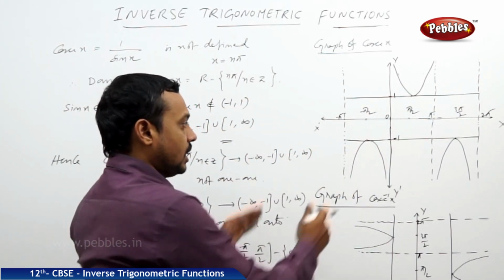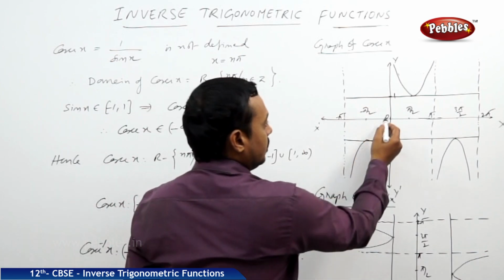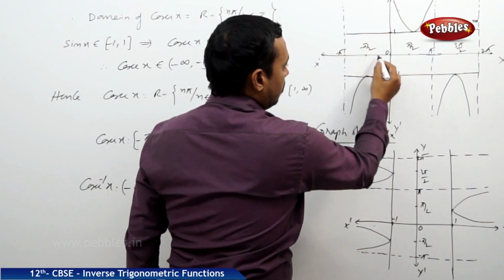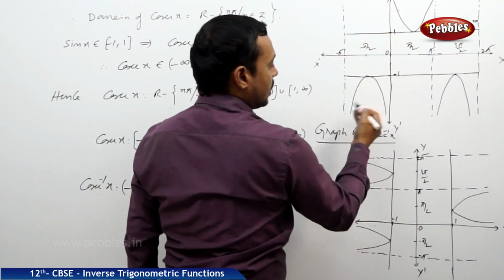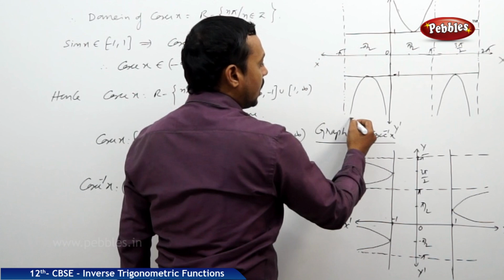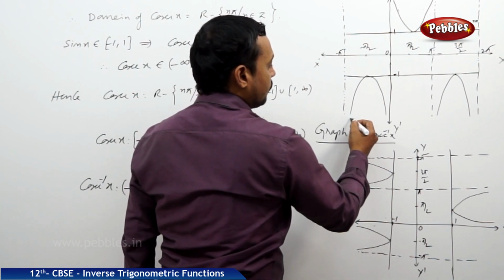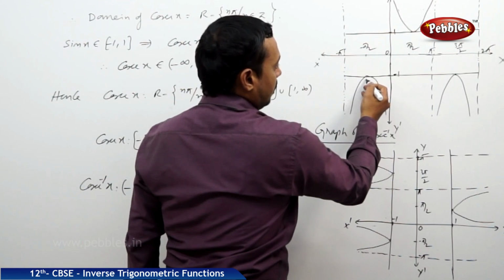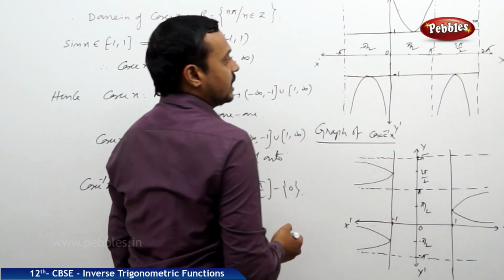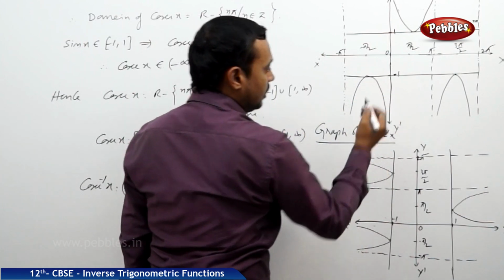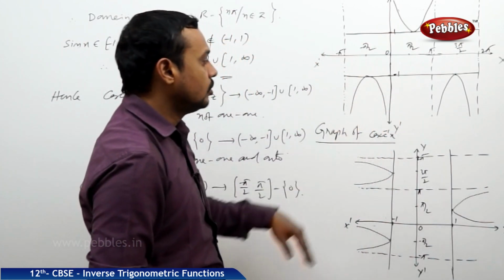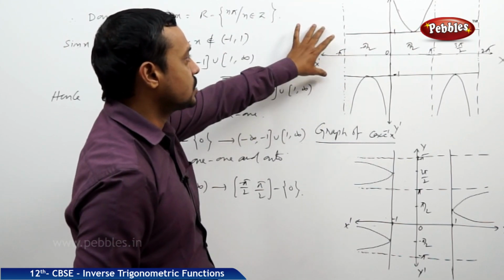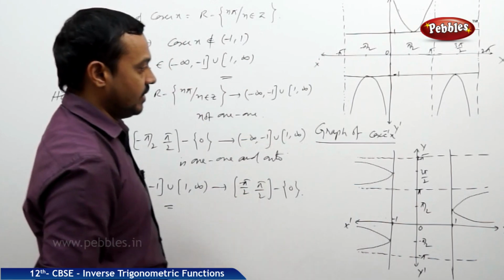Now, on the left side, in the negative interval, minus pi to 0, cosecant values are negative. So the graph of cosecant x starts at minus infinity and reaches the maximum value of minus 1 at x equal to minus pi by 2, and after that it decreases and goes to minus infinity. So this is the graph of cosecant x, which you already studied in class 11.